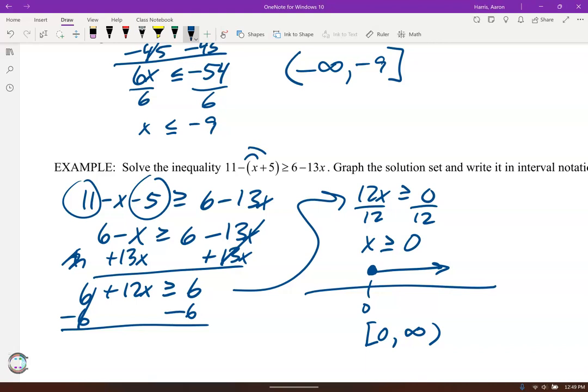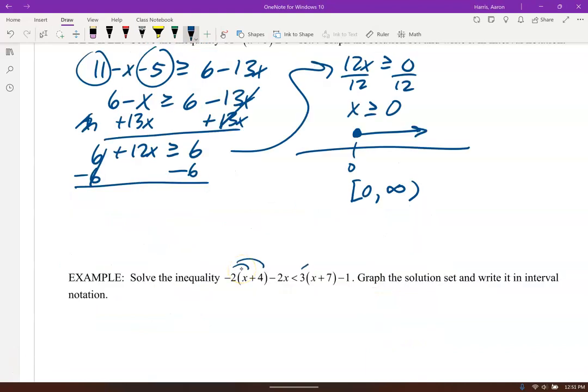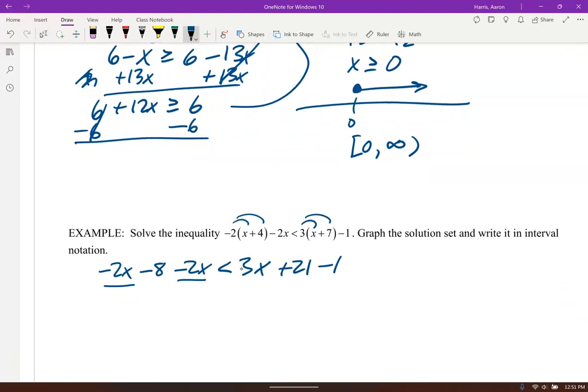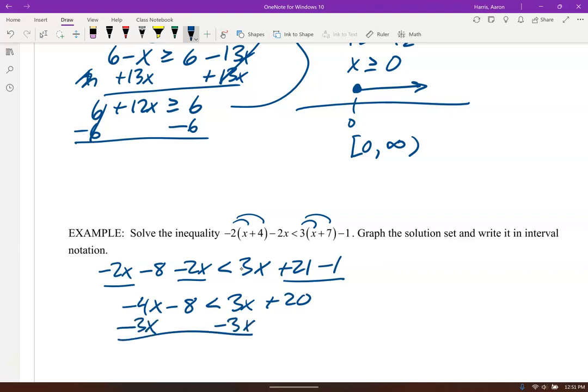Any questions so far? Go ahead, distribute that. Combine any like terms on the same side. Get all your variables on the left.